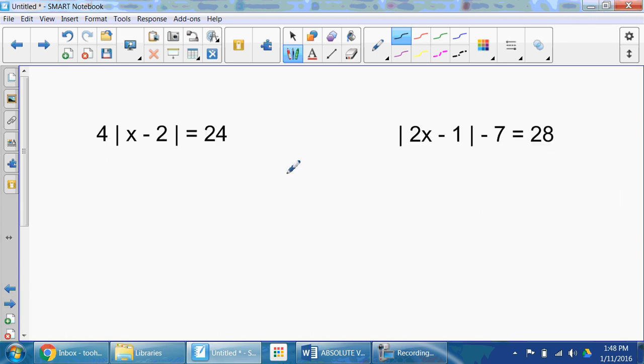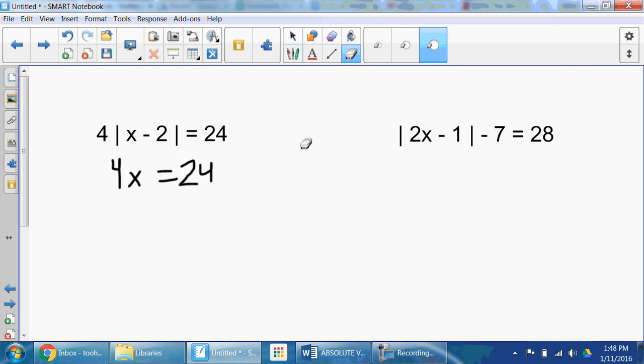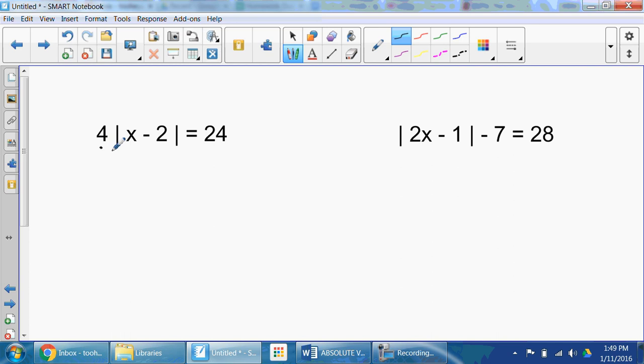Now, here we have two absolute values that aren't yet isolated. So since they aren't already isolated, I've got to do something. When things are outside of the absolute value bars, I have to do something to isolate the absolute value bars. So I want to treat this like this says 4x equals 24. That's how I want to treat this. So in this situation, I would divide 4 on both sides. So that's exactly what I'm going to do to start, to get rid of the 4 on this one side. So I'm going to divide by 4. Divide by 4 gets me the absolute value of x minus 2. Some better absolute value bars there. Equals 6.